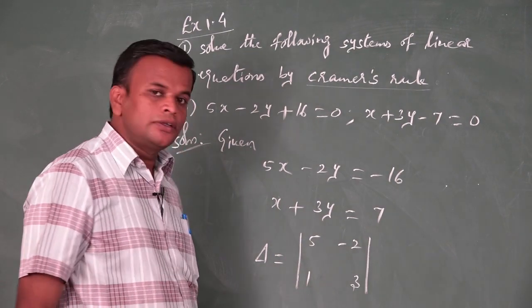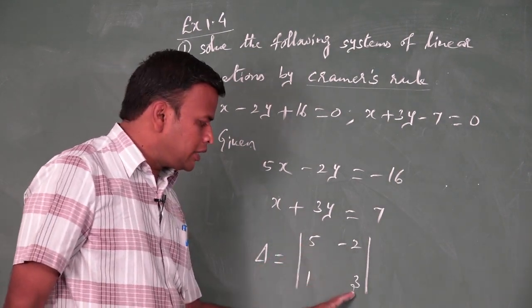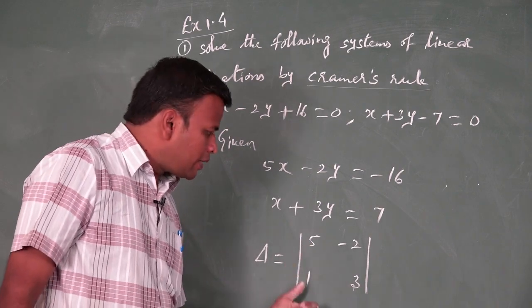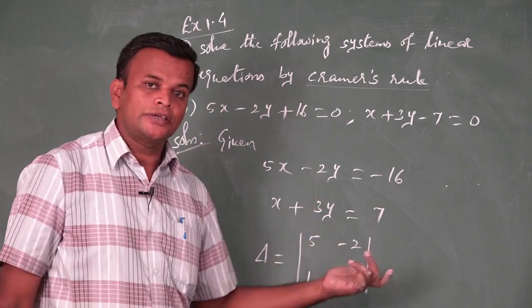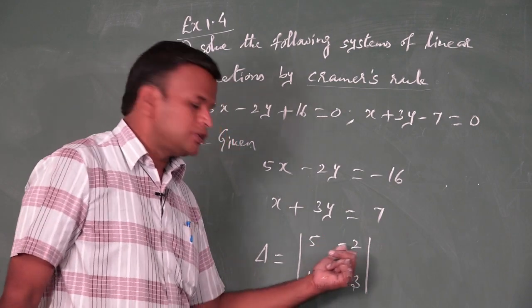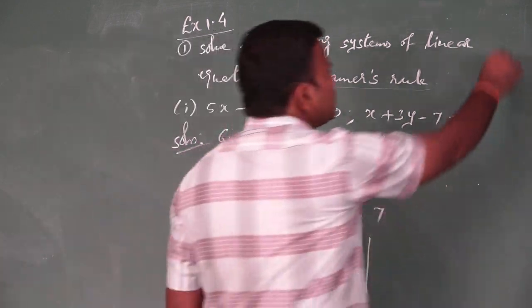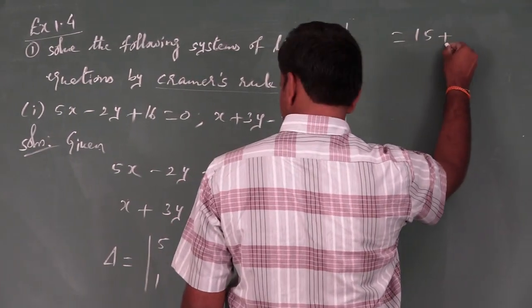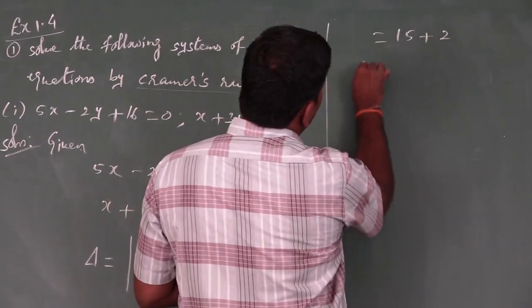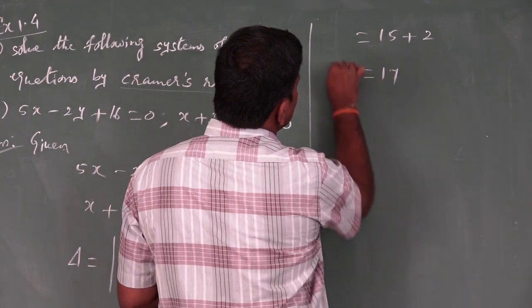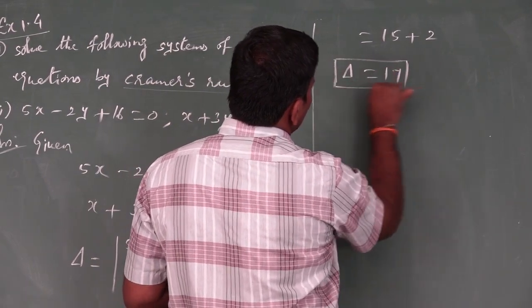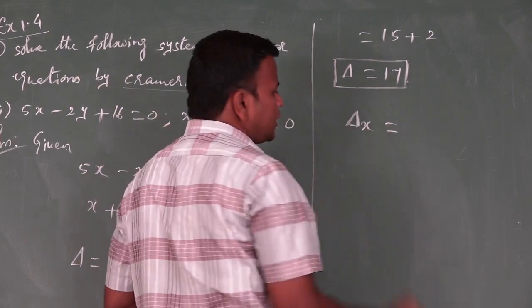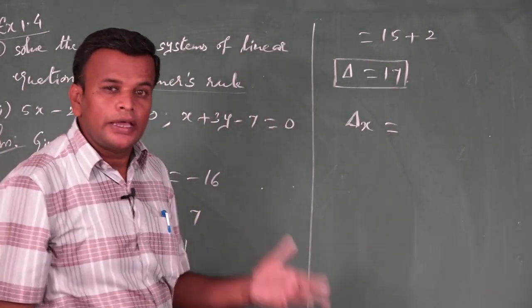How to calculate? You know very well. First we multiply the leading diagonal elements: 5 threes are 15. Next we multiply the other two elements with a minus 1. So minus and minus is plus 2. So the value of del is 15 plus 2, which is 17. So that is the first step, finding the value of del. The next step is to find the value of del x.